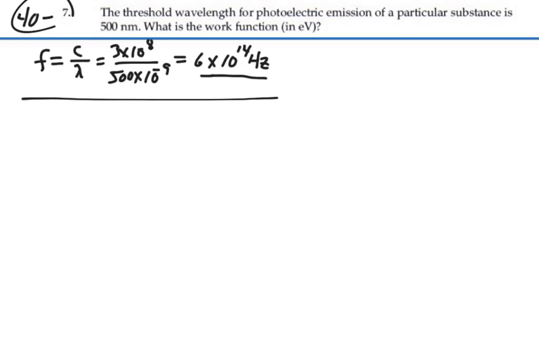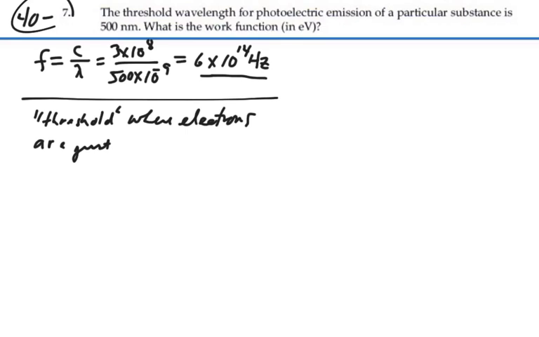What does this mean? This is the threshold where electrons are just barely emitted. So if they are just starting to be emitted and they're just barely emitted, then the kinetic energy at this point is going to be 0.